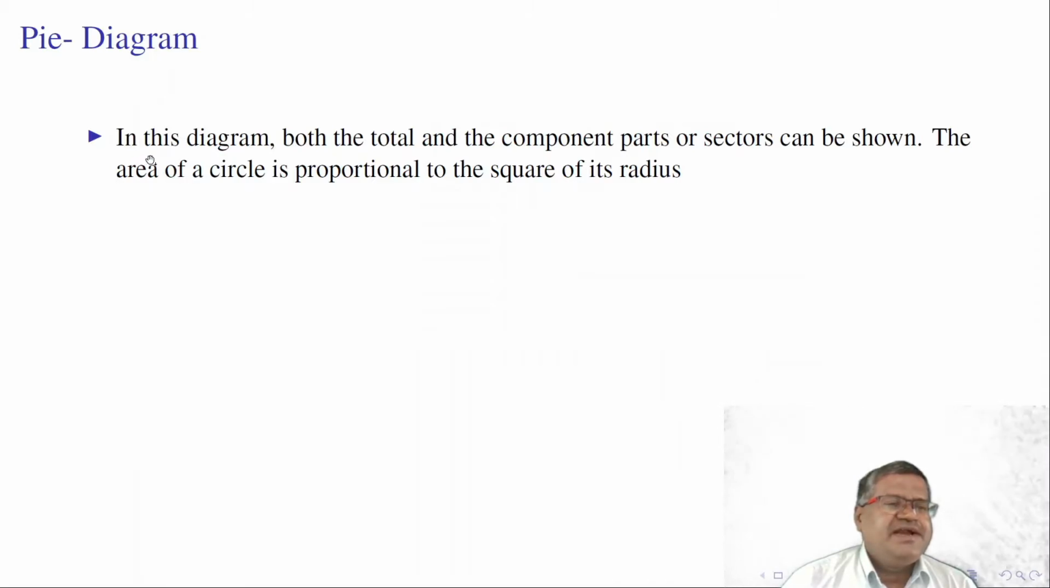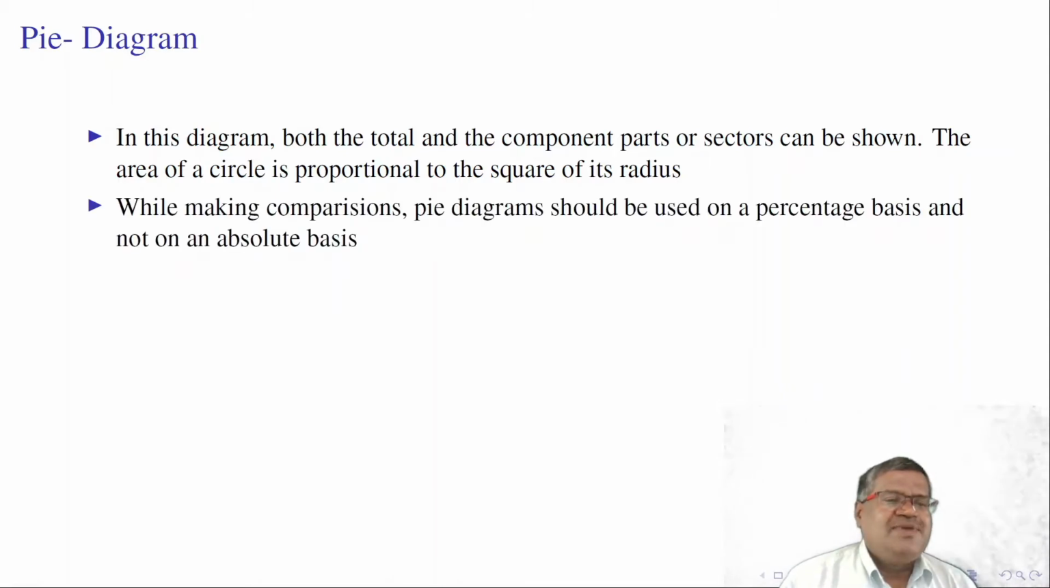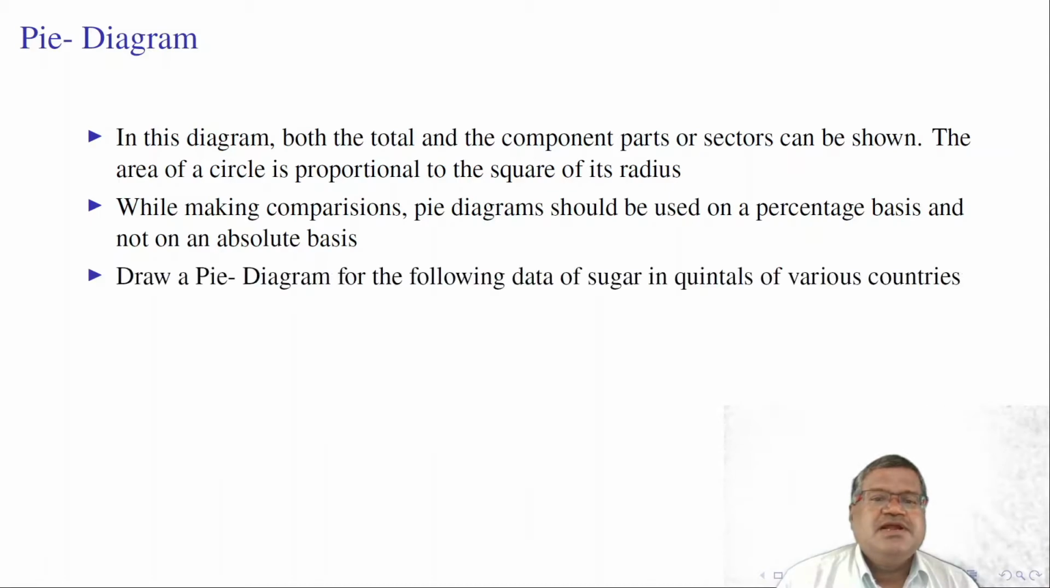Next one is pie diagram. In this diagram, both the total and the component parts or sectors can be shown. The area of the circle is proportional to the square of its radius. While making comparisons, pie diagrams should be used on the percentage basis and not on the absolute basis. Here in a pie diagram, the data is converted into 360 degrees. We convert the components or sectors into degrees of sectors. We convert them into degrees.